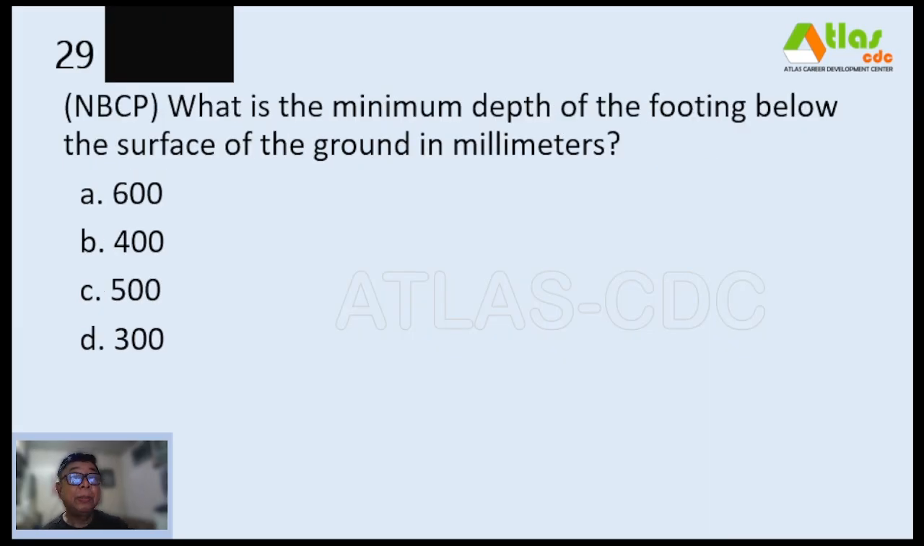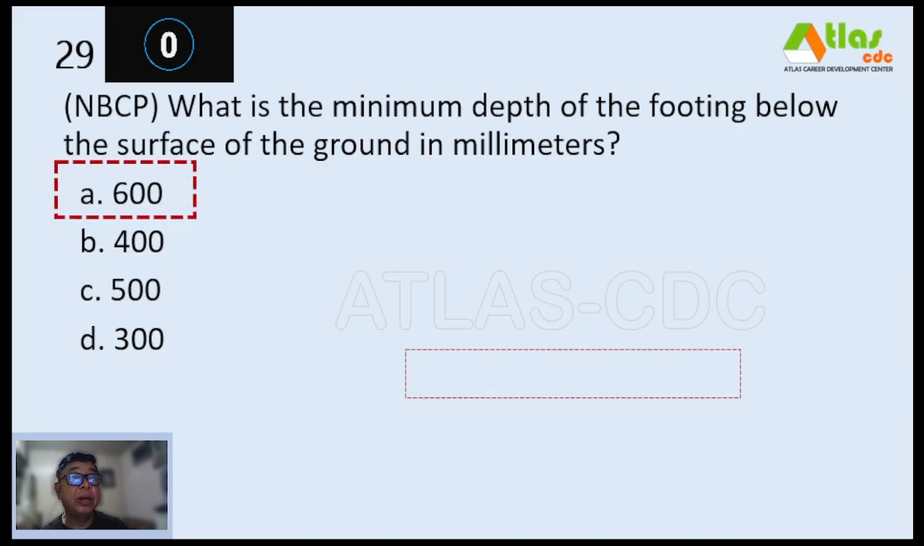So number 29. What is the minimum depth of the footing below the surface of the ground in millimeters according to NBCP? A. 600, B. 400, C. 500, and D. 300. And our correct answer is letter A, 600 mm.